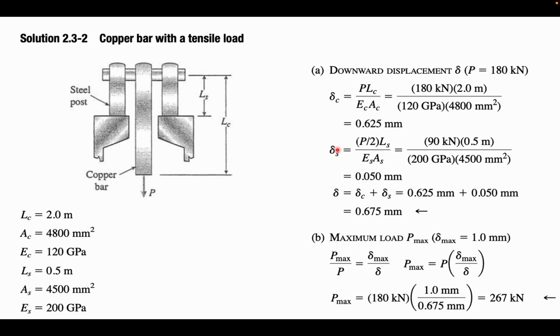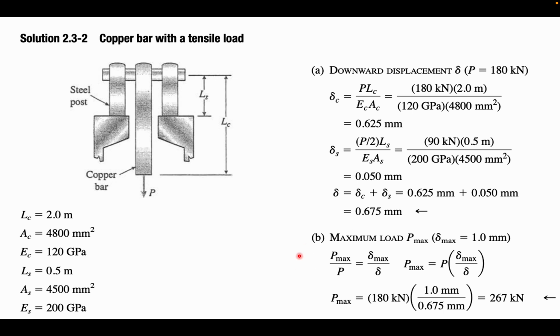Similarly, we can get the downward displacement of the steel section, delta S, where the formula of delta S is P by 2 times the length of the steel, divided by E_S and the cross-sectional area of the steel section. And again, by substituting all the values, we get the value of delta S as 0.050 millimeter. Finally, to find the total downward displacement delta, we add delta of the copper section and delta of the steel section, and we get the downward displacement delta as 0.675 millimeter.